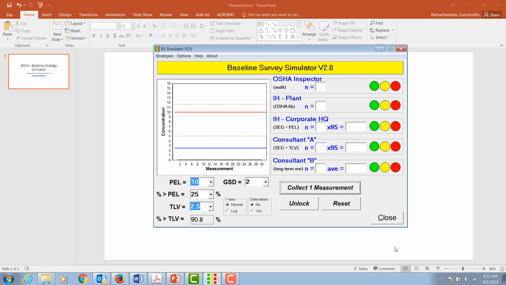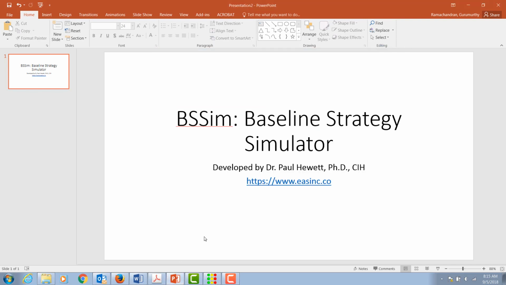When you open up the software, this is the first screen that you will see. And there are several tabs at the top: strategies, options, help, and about. And this software can be downloaded, as I showed you earlier, from this website shown on the page here, www.easinc.co. You notice there is no M at the end, it is just CO.